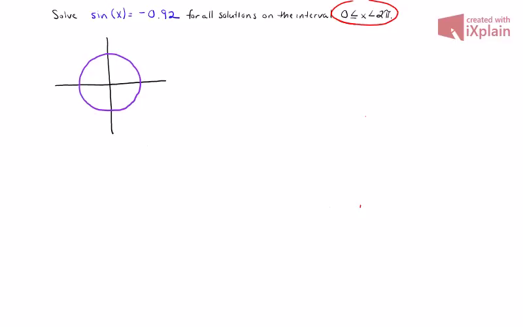The other thing that we want to note here is that the output of our trig function is giving us a ratio that is negative 0.92. So that's not a common value that we see on our unit circle. So we're going to need our calculators in order to accomplish this.